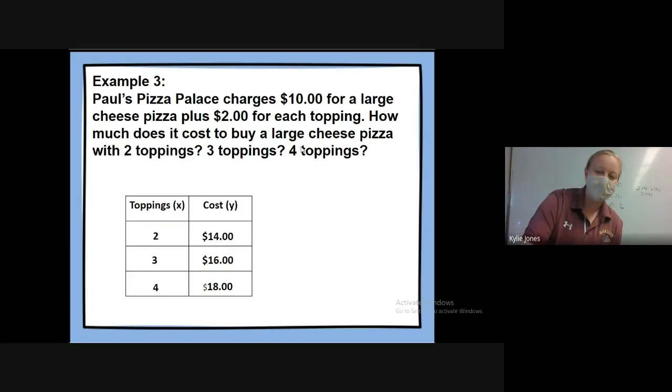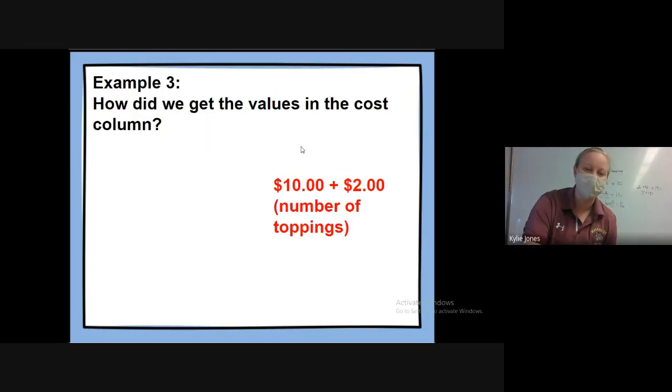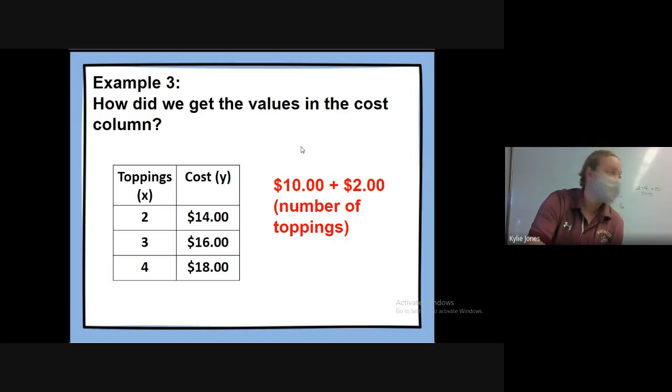So for this one, it's asking you again, how do you find the total cost? You're taking the number of toppings, multiplying it by 2, plus $10 for just having the cheese pizza on the bottom. Can you just add 10 and 2 and multiply it? No, because that would be 12 times whatever. You have to do the $2 times the number of toppings first, and then add the regular fee, the $10 for your pizza.